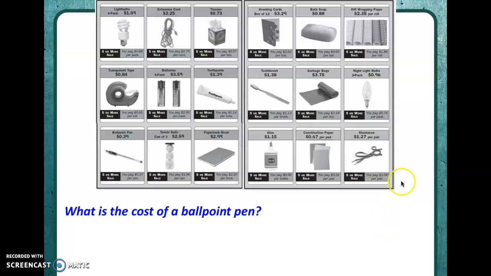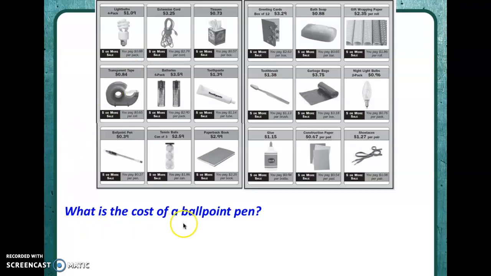So we're going to use this poster board up here that talks about what the cost is of all of the items. And notice for each item, if you buy 5 or more, you get a sale price. So, for example, instead of buying 1 4-pack of light bulbs for $1.09, if you buy 5 4-packs of light bulbs, you only pay 88 cents per pack. So you're actually saving money if you buy 5 or more. So keep that in mind for these problems.